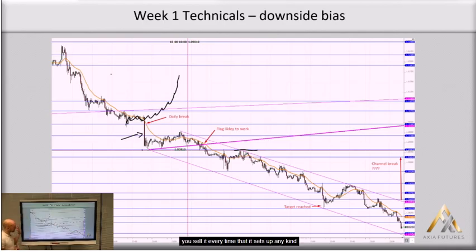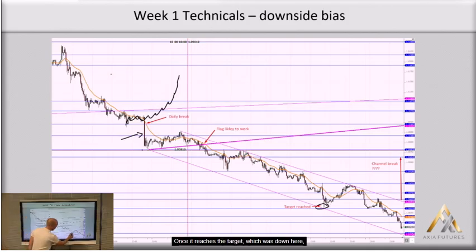Every time that it sets up any kind of short time frame continuation pattern, you go for it. I wouldn't want to play any kind of reversal looking patterns. Struggling to see anything that looks overly reversally in there, which is always helpful, but that's the way I'm trying to look at it. I don't want to get involved in any of that. Just look for continuation, just look for reasons to sell.